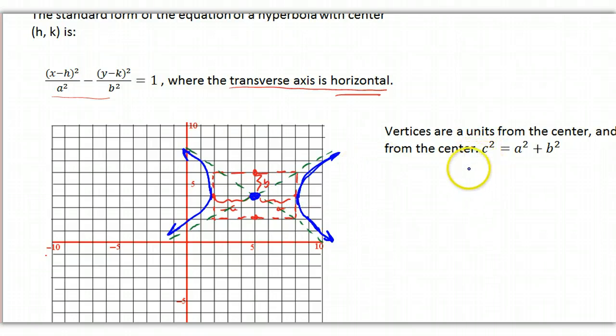So what about the foci? Well, c squared is equal to a squared plus b squared. So I figure out what a is, I figure out what b is, and I put c at the appropriate place on the left and the right. So that's where they all fit together.